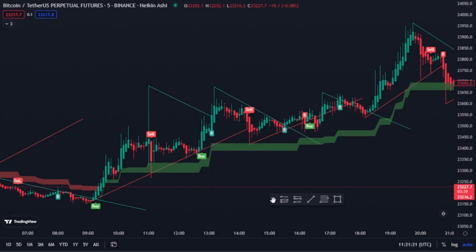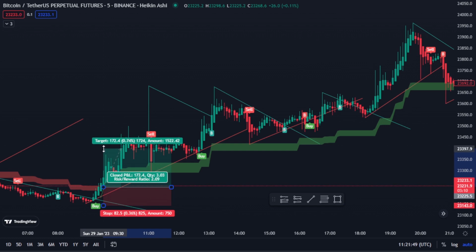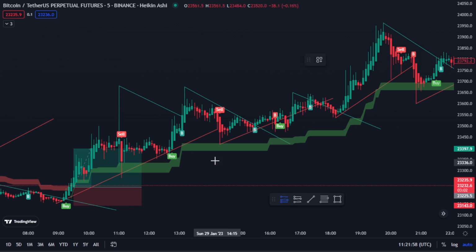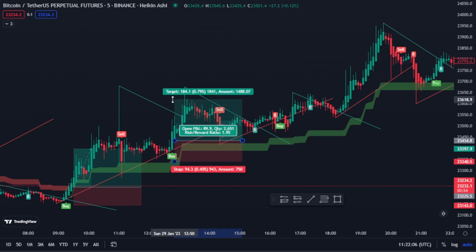Some examples for long trades here. We see the indicator gives us a buy signal, but the plot is red. So we wait for the plot to turn green and then we open a position, and the take profit target will be 2 times the risk. Here we have a buy signal and the plot is green, so we open a position.